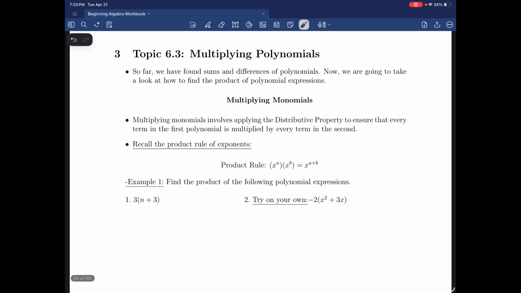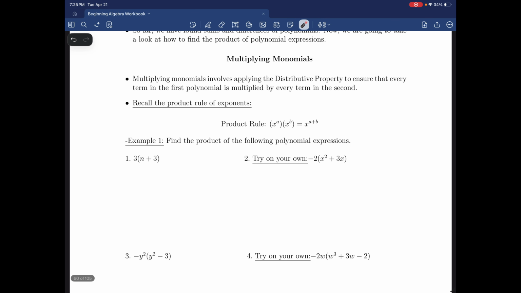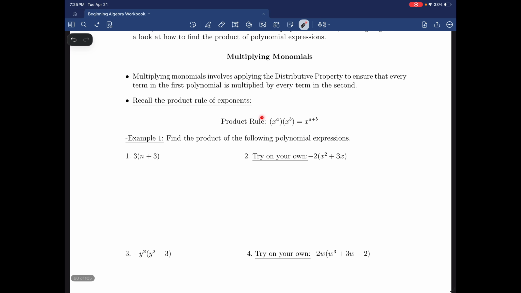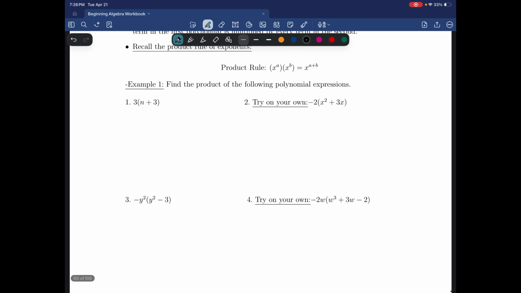So when we multiply monomials, we are going to be applying the distributive property. And that ensures that every term in the first polynomial is multiplied to every term in the second. And when we do this, recall the following exponent rule: when we have exponents that have two of the same bases, like x and x, we can add the exponents together. Alrighty. So taking a look at example 1, let's find the product of the following polynomial expressions.